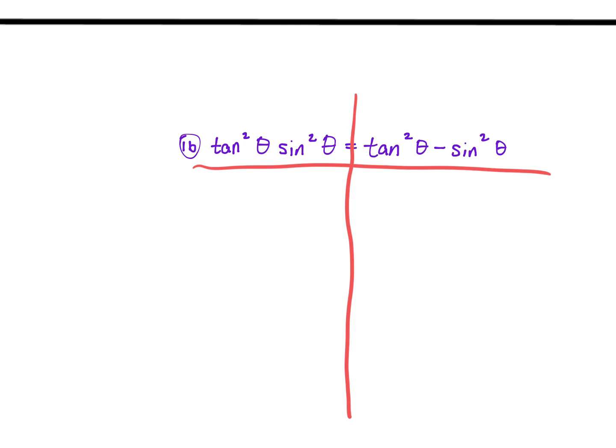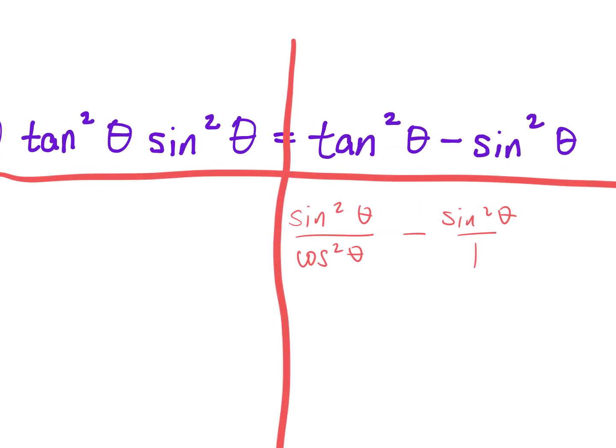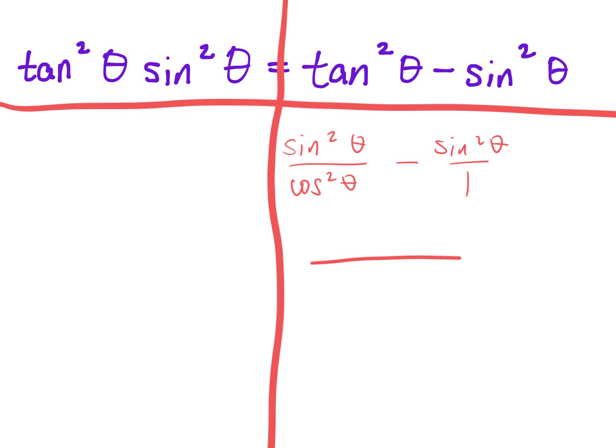What should I do? Convert? Okay. What do you want to convert to? Sines and cosines? When all else fails, if you guys like, I have no idea what to do, do that. That's perfectly fine. So I have sine squared over cosine squared minus sine squared over 1. You guys agree? Okay, so what do we do now? A common denominator, which would be cosine squared. Agreed.